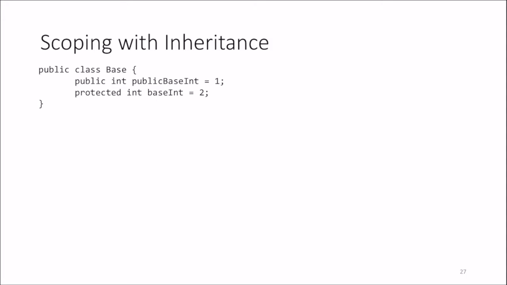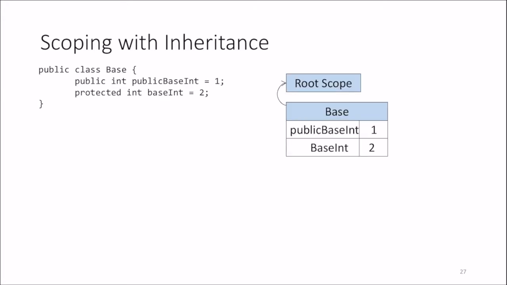There is some class which is a base class, and it has two variables. It has a protected variable called baseInt, and a public variable called public baseInt. Let's say that you're in the root scope, then we create this new class called base, which is underneath the root scope, and it has these two variables defined, public baseInt and baseInt.